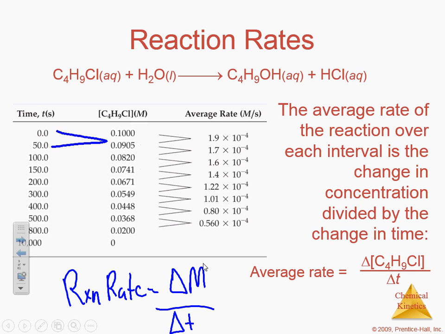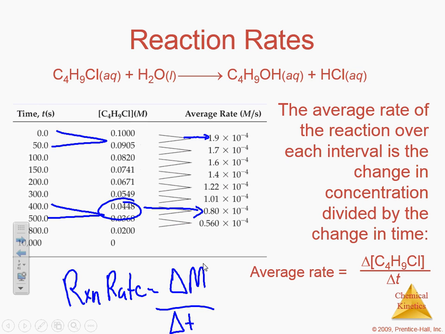So for each one of these, for example, this one, we took the change in molarity divided by 50, and we got 1.9 times 10 to the negative fourth. Down here, we took the change in molarity between these two and divided by 100 seconds, and we got 0.8 times 10 to the negative fourth. So all we did to figure out the initial reaction rate was figure out the concentration over time.